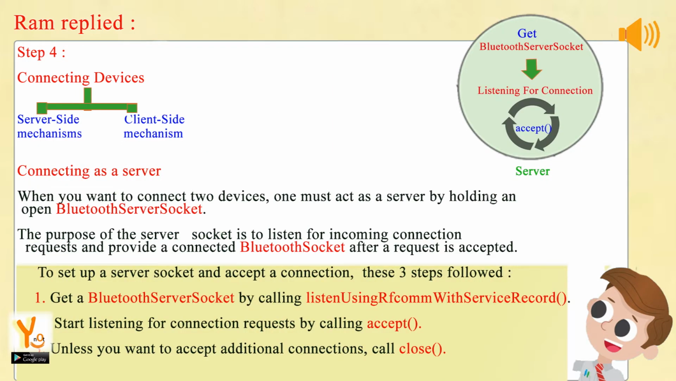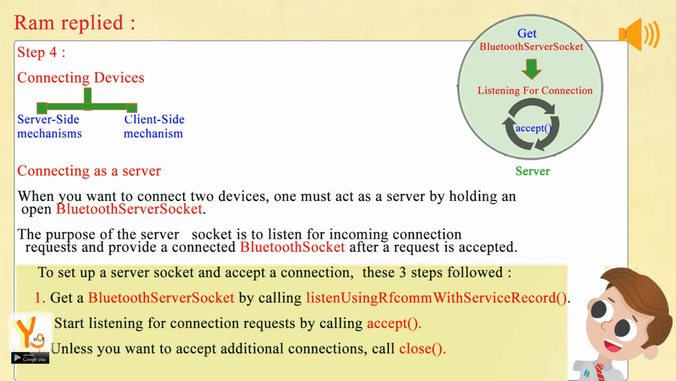Now, connecting as a server. When you want to connect two devices, one must act as a server by holding an open Bluetooth server socket. The purpose of the server socket is to listen for incoming connection requests and provide a connected Bluetooth socket after a request is accepted. To set up a server socket and accept a connection, these three steps are followed.